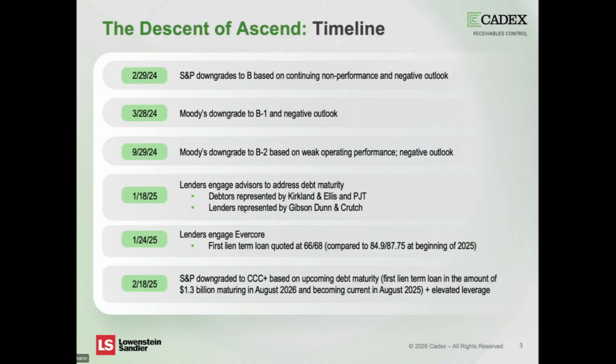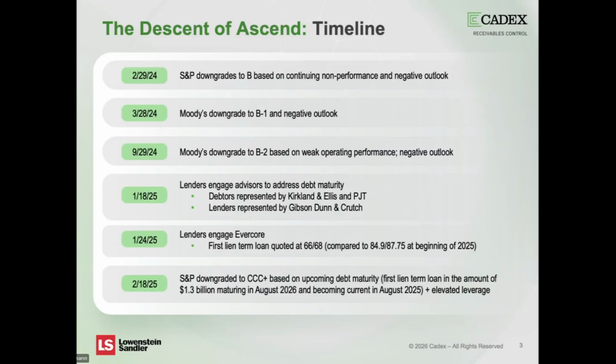Evercore, a week later, is engaged by the lenders. Again, that's a firm that's often involved in the bankruptcy and insolvency space, and at the same time, there are reports around the first lien term loan being quoted at a fraction of what it was quoted at the very beginning of 2025, or not a fraction, but like two-thirds, give or take, of what it was quoted at then. And then this trend starts to continue for those who are paying attention to it.